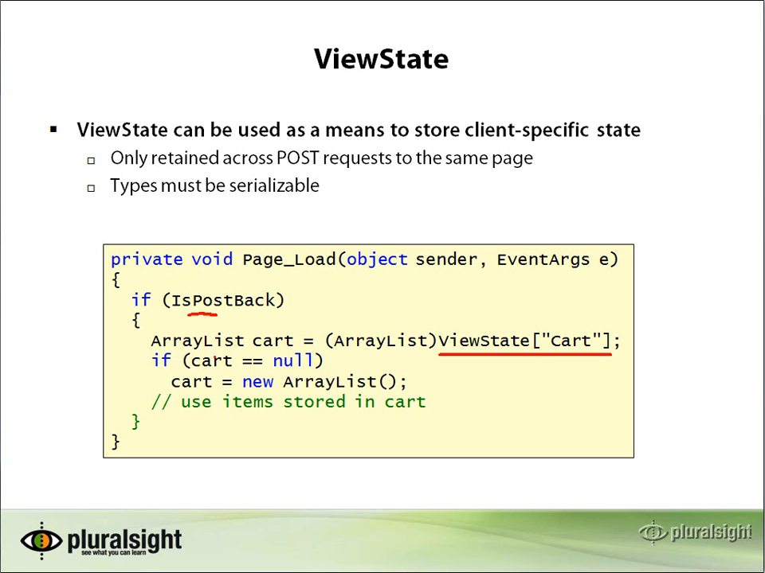So anyway, if this array list comes back as a valid list, then we can start accessing it and working with it and using some of the content that was stored there. So across posts to the same page, you can also place things as name-value pairs into the view state collection.